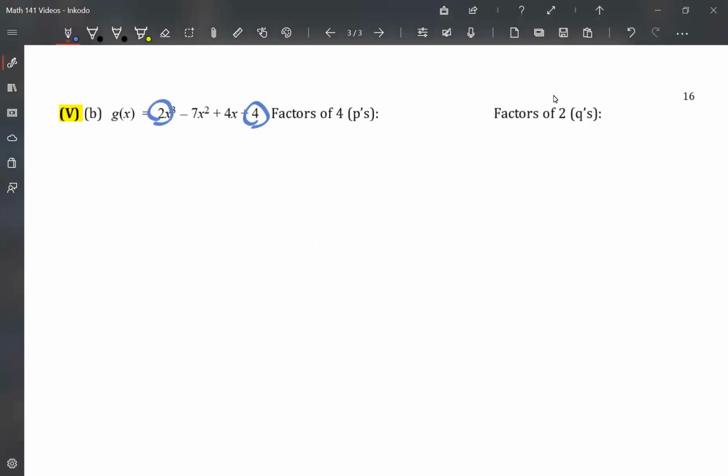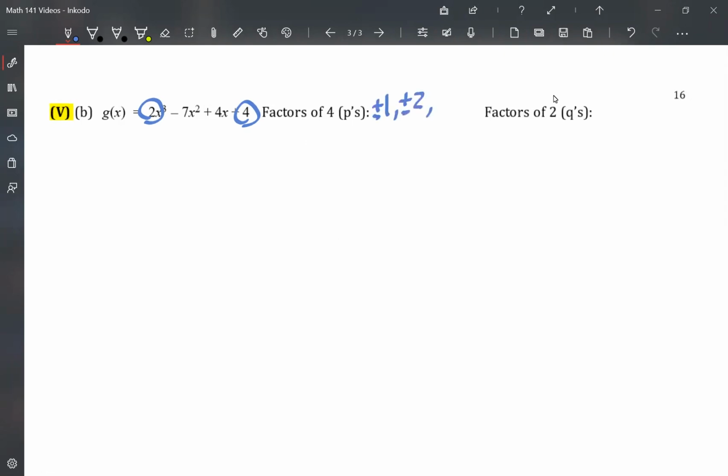First, we want to find the factors of 4, the p. That's positive and negative 1, positive and negative 2, and positive and negative 4. Now we need the factors of 2. Those are the q's. That is positive and negative 1 and positive and negative 2.